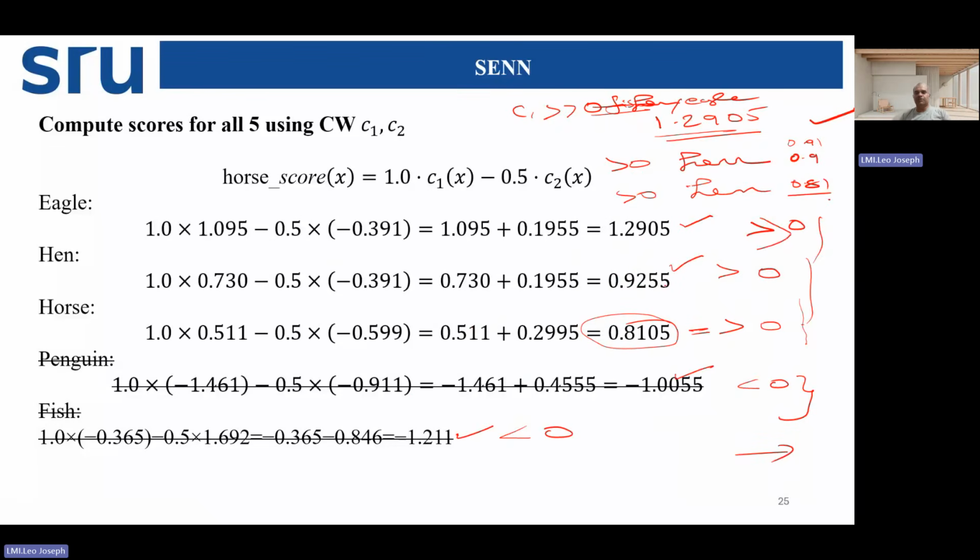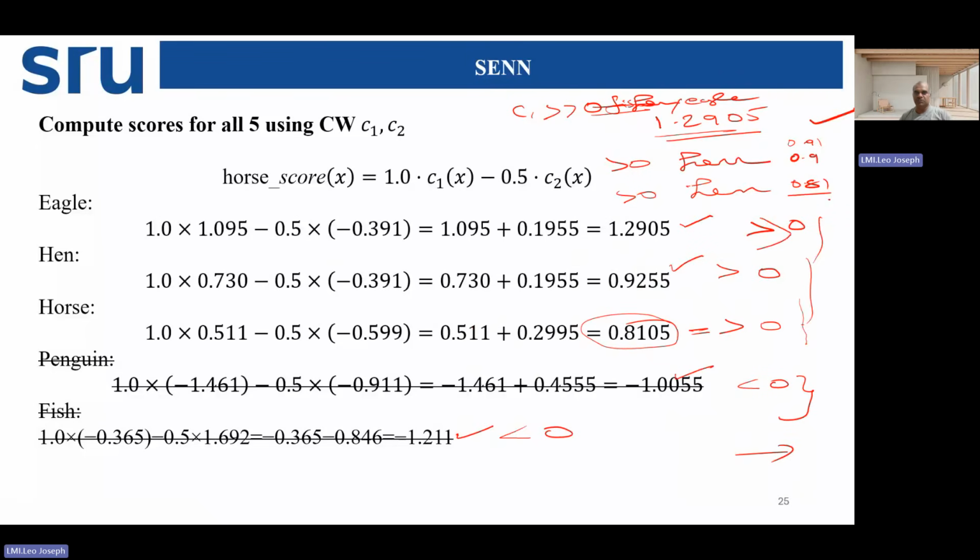Hen score is 0.9255. It is not a hen. In the bad category, it is not at all a bird, first of all. Next, 0.8105 is coming. So 0.8105 means it is other than fish, other than penguin. It is nothing but a new creature. Whatever the label you are giving, that is correct.